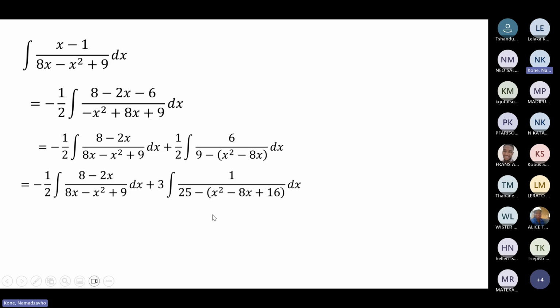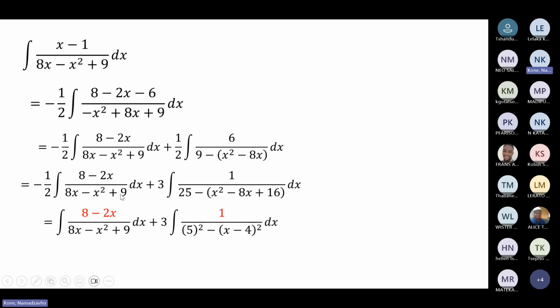To check if this and this are the same, you can remove this bracket. So it will be 25 minus x squared plus 8x minus 16. And 25 minus 16 is 9, which is this one. And these two are exactly the same. So this is just a little bit of a tricky play with signs, which you should, at your level, be able to do.